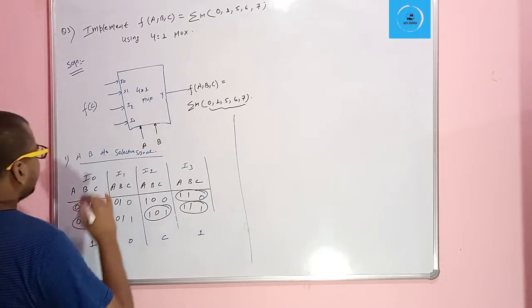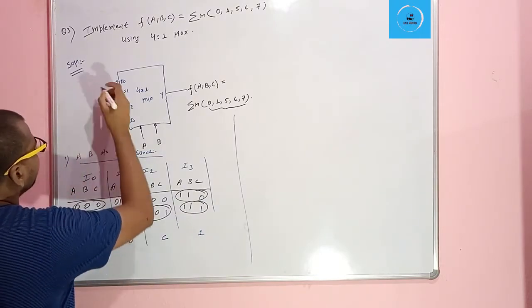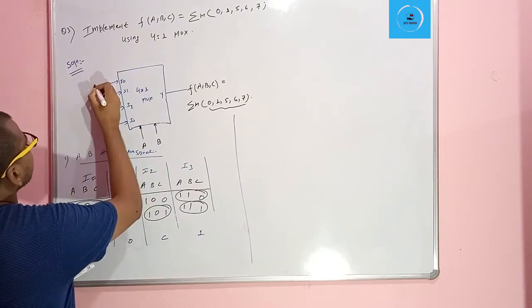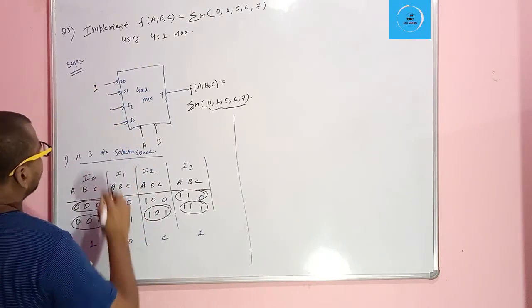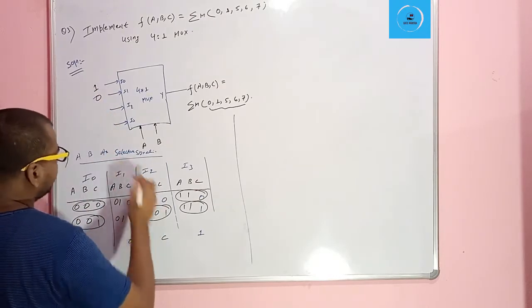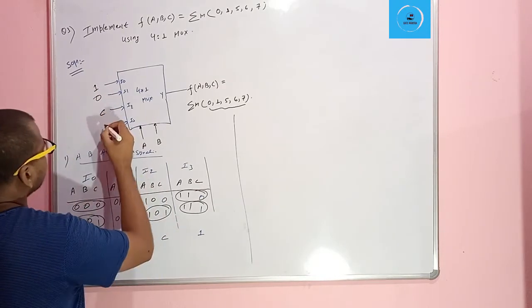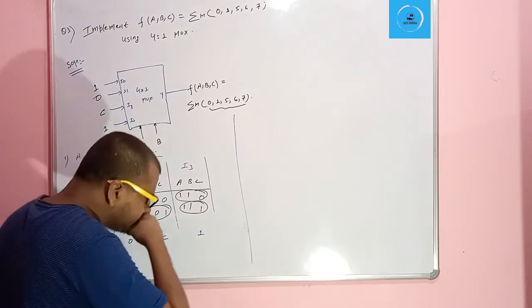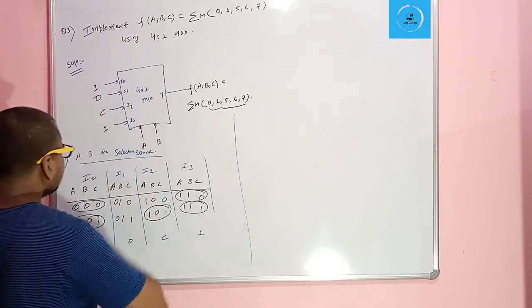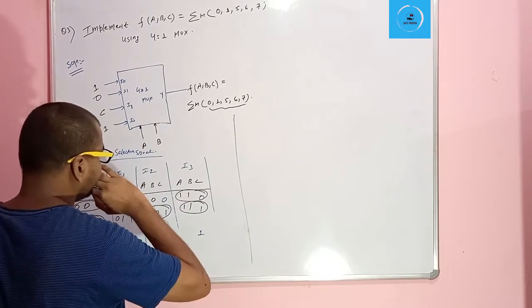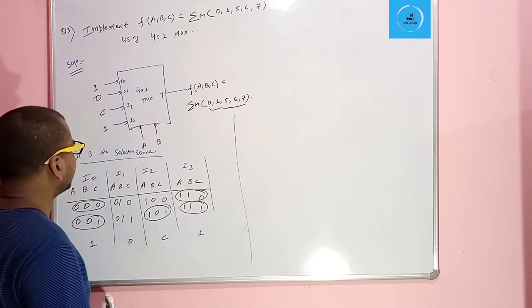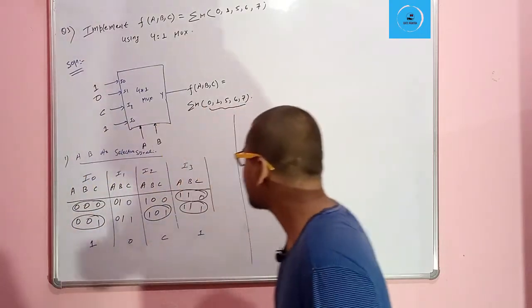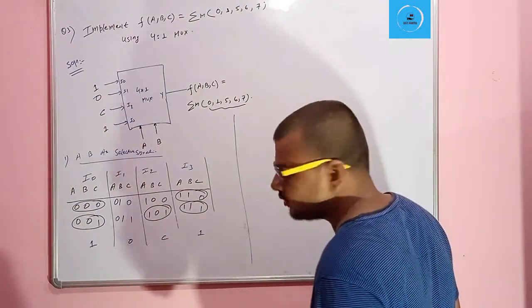So when we give the I0 input 1, I1 0, I2 C and I3 1, we will get the output as a function of A, B and C. A, B and C, 1, 0, C, 1.